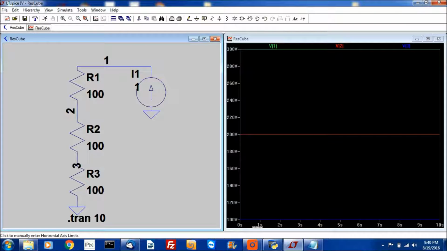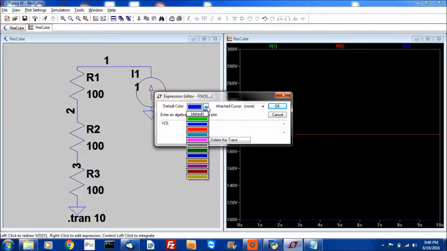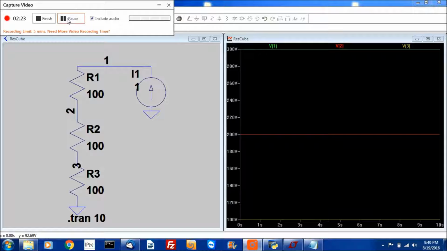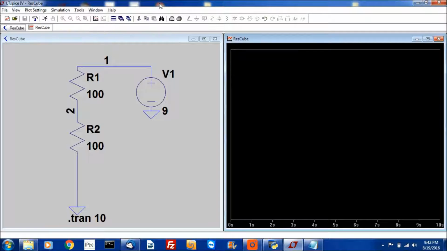So that is the blue one. I'll again change the blue one to something visible. Let's try this yellow. So yes, V3 here is 100. So I have now replaced the current source with the voltage source. So 9 volt supply, and everything else is the same.